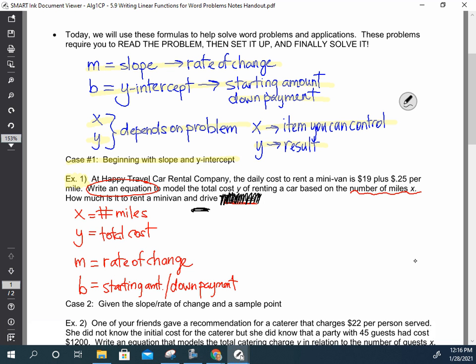Do we know the total cost? We know the starting cost. How much is the starting cost? $19. 25 cents per mile. That is your slope. That is your rate of change.